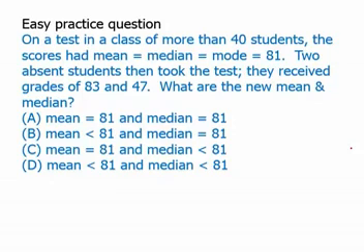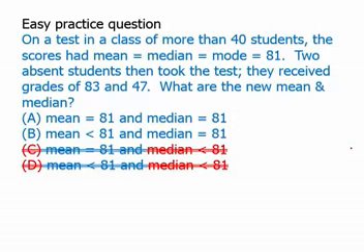Well, first of all, notice that those 2 grades are both symmetrical around the median. So we have lots of numbers at 81. The median is 81. If we add something higher than 81 and something lower than 81, the median is still going to be 81. So the median is not going to change. So we can eliminate C and D right away. So the median is still 81.